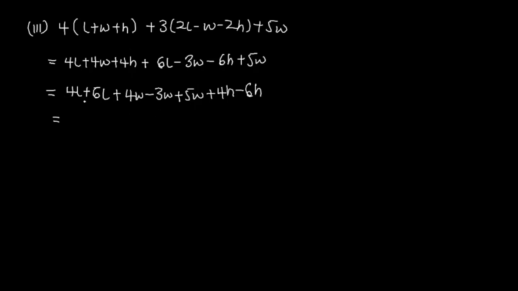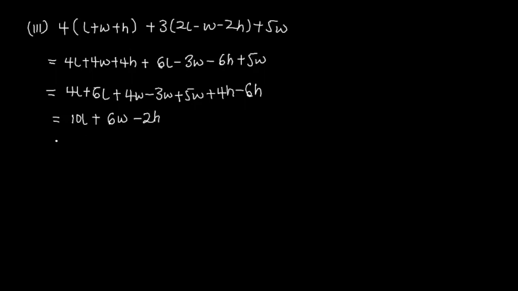Sorry, 4L plus 6L will give us 10L, plus 4W minus 3W will give us 1W, or W, plus 5W will give us 6W. Then we have 4H minus 6H, that will give us negative 2H. So we have negative 2H over here.